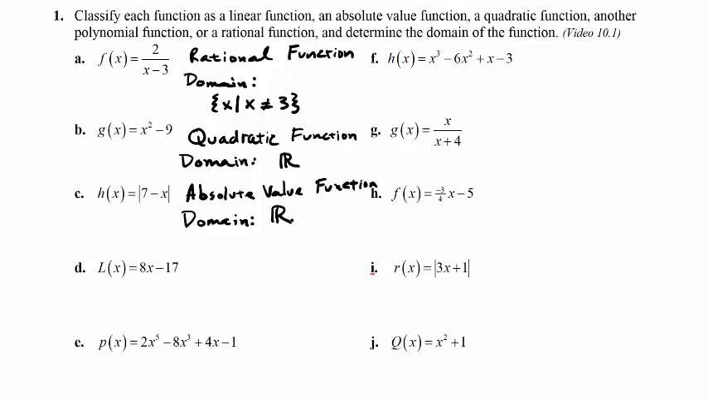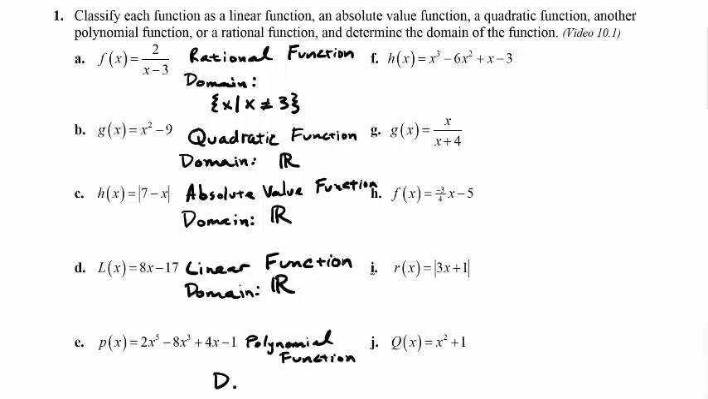Part D looks like y equals mx plus b, except we have this L of x equals mx plus b. So we have a linear function, and the domain with any non-vertical line is the set of real numbers again. With part E, we have a polynomial with the highest exponent being 5, so this is not quadratic, this is a polynomial function. Its domain, again, is going to be the set of all real numbers.